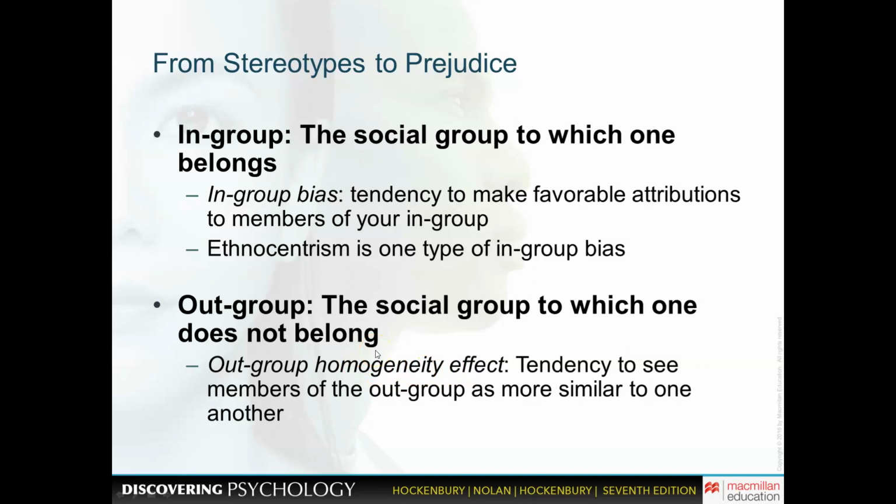On the opposite end of the spectrum from in-group bias is the out-group homogeneity effect. That's our tendency to see members of the out-group as more similar to one another. So that's basically, oh, blah and blah, they're all alike. They all act this way, or they all think this way or behave this way.